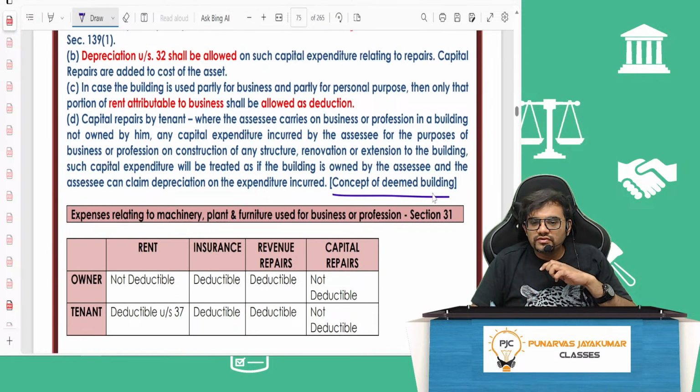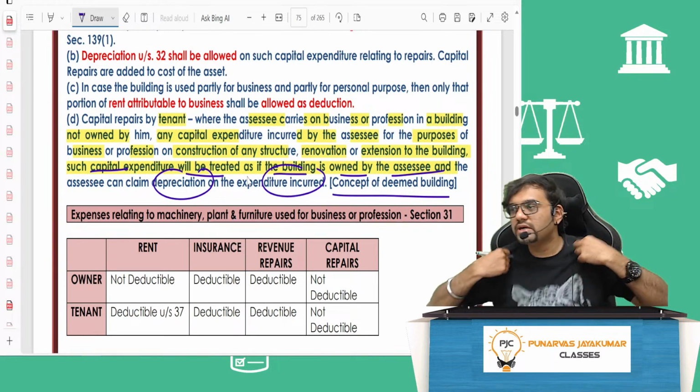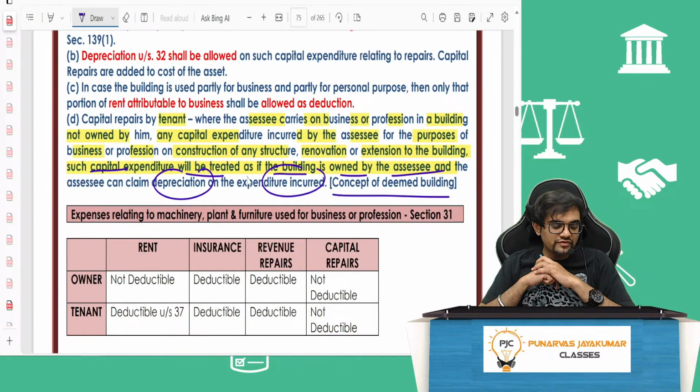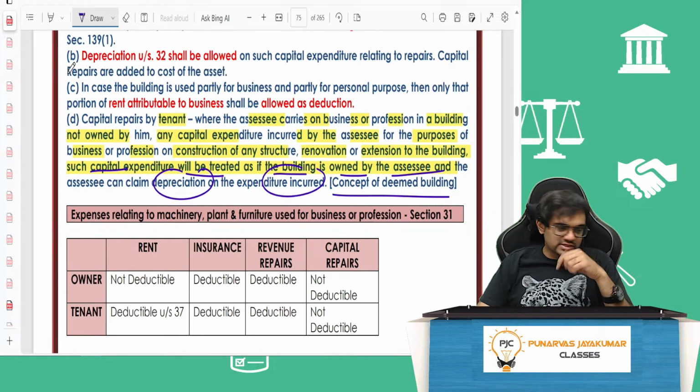What is deemed building? If any capital repairs are there by a tenant where the assessee carries on business or profession in a building not owned by him, any capital expenditure incurred by the assessee for the purpose of business or profession on construction of any structure, renovation or extension to the building, such capital expenditure will be treated as a building owned by the assessee and he can definitely claim depreciation. The concept of deemed building was inserted in the law itself because a lot of cases were telling yes, no, like that. There are problematic situations in many places. Done. So that is what it is.